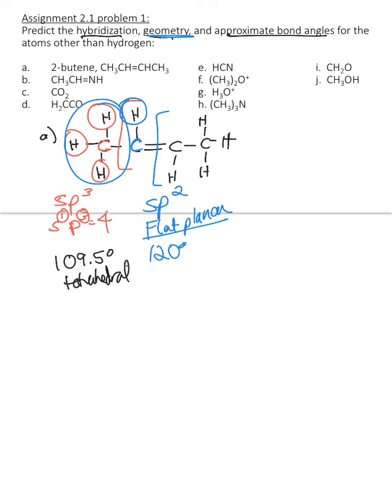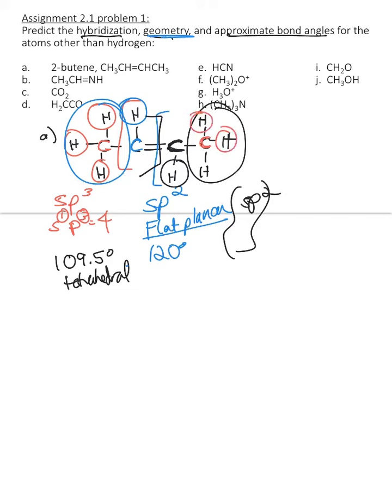Okay, let's go to the next one. We'll make this one black. This one has 1, 2, 3. So it's also sp2. Same, flat planar, 120 degrees. And then this one is 4 things, 1, 2, 3, 4. So that's sp3, 109.5 degrees, tetrahedral.